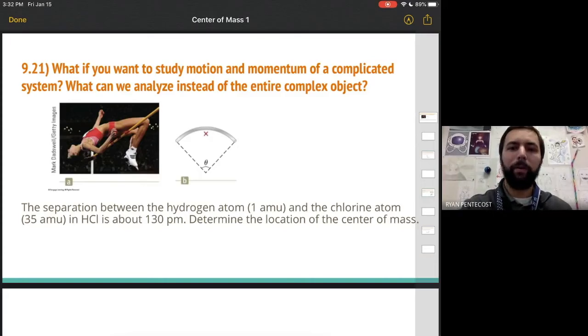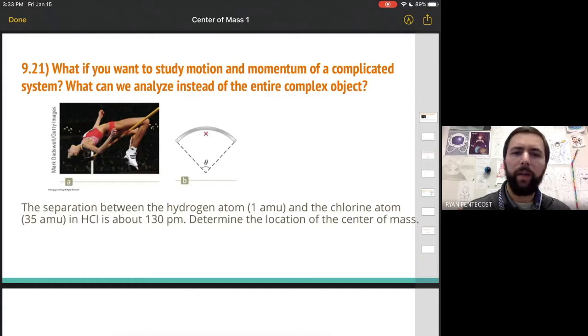Hi, everyone. Today is part one of our center of mass to wrap up this chapter. Today, we're going to start talking about studying the motion and momentum of some complicated system. So far, we've used spheres, blocks, bullets, hockey pucks, pretty simple objects. But what if we have an object that's not so simple?